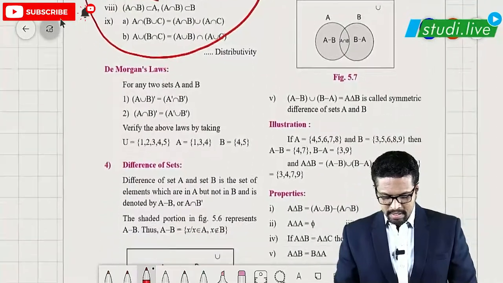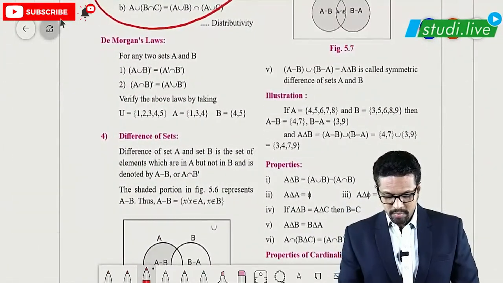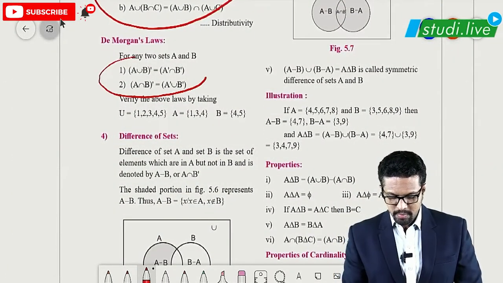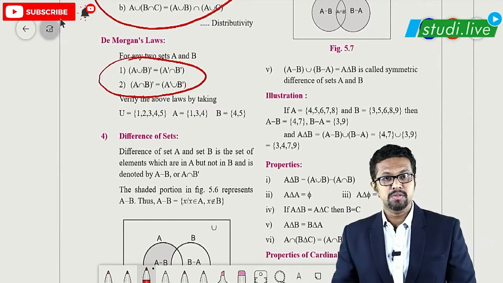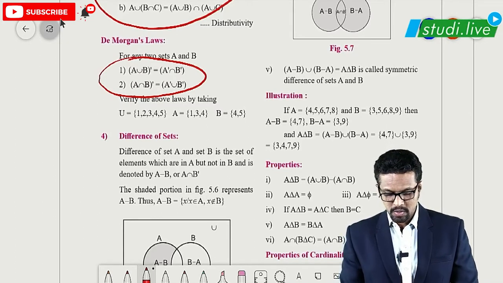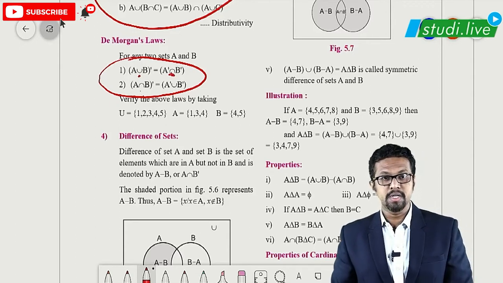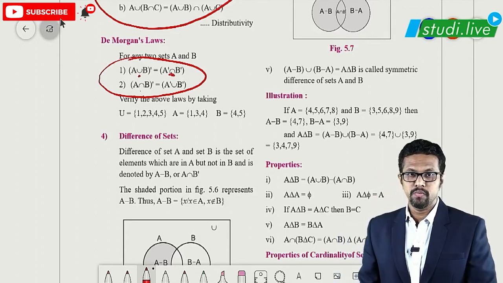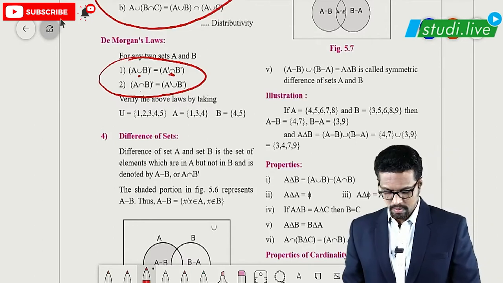Next, the important formula over here is De Morgan's law. Very important formula is De Morgan's law. You should always understand this De Morgan's law. If there is something in union, the complement will contain the intersection, and whenever there is intersection, the complement will contain union. So these are also very, very important laws, De Morgan's law.